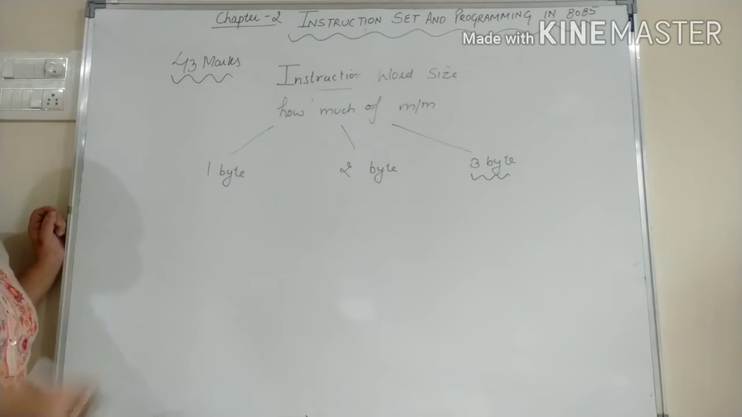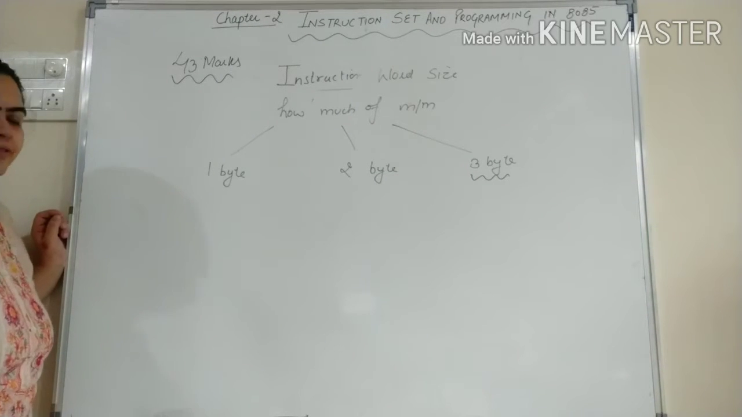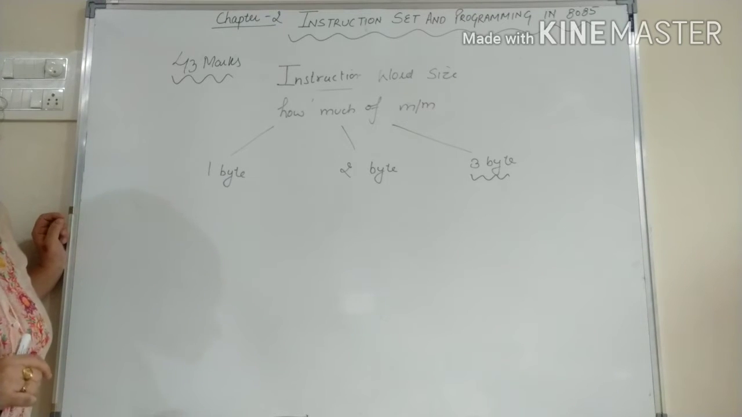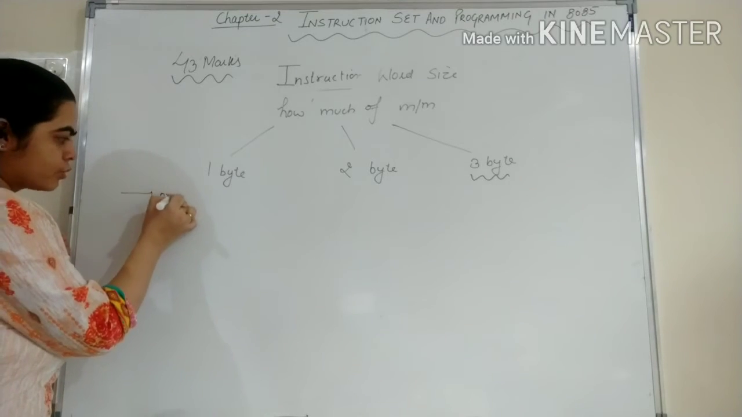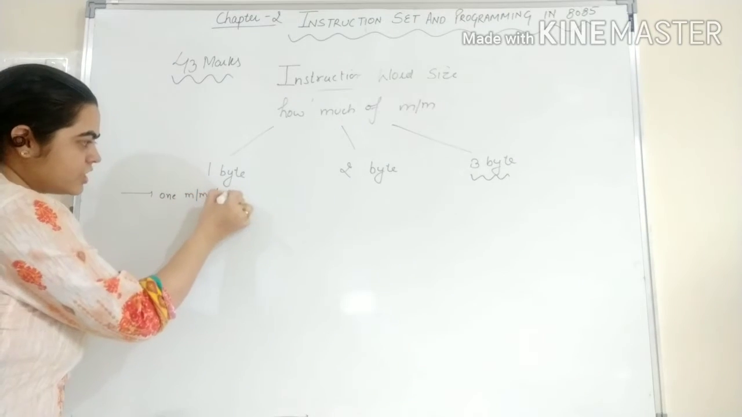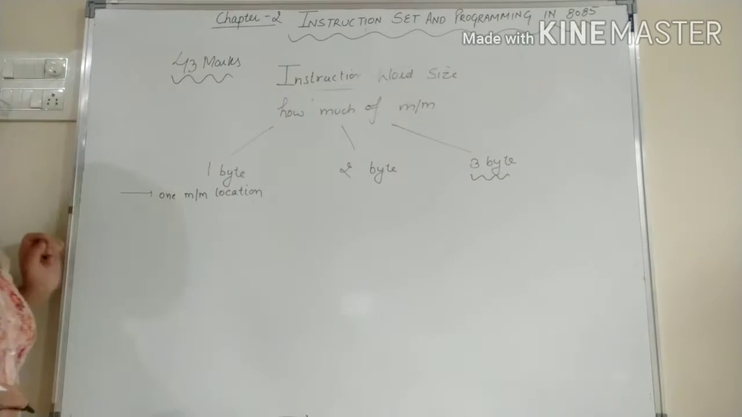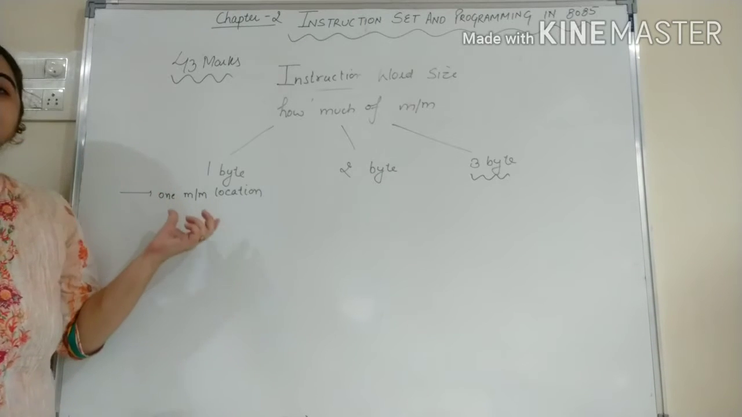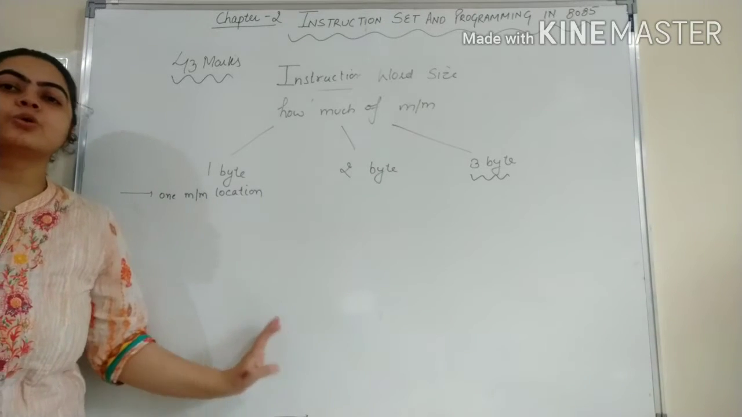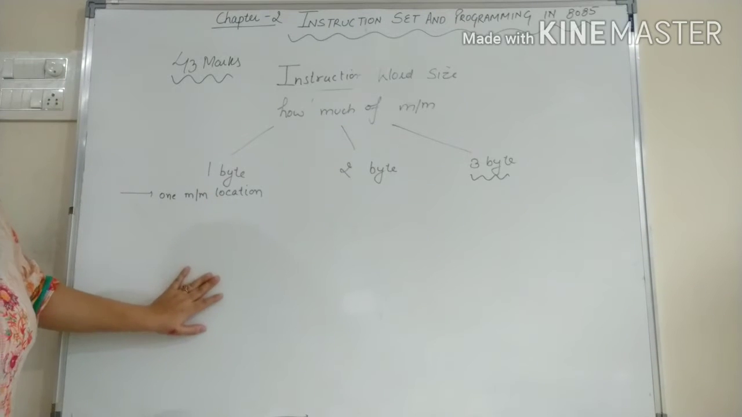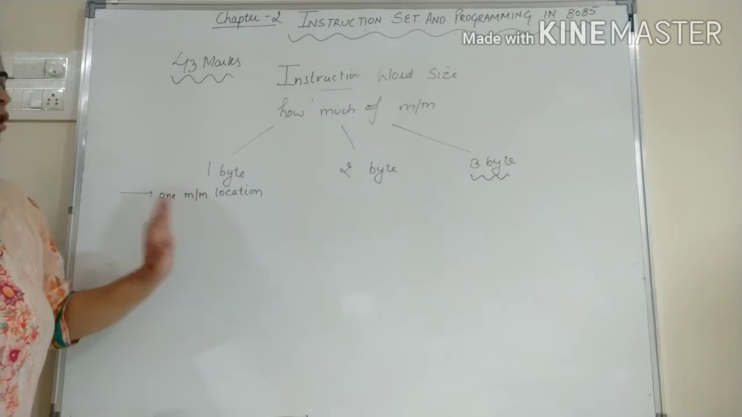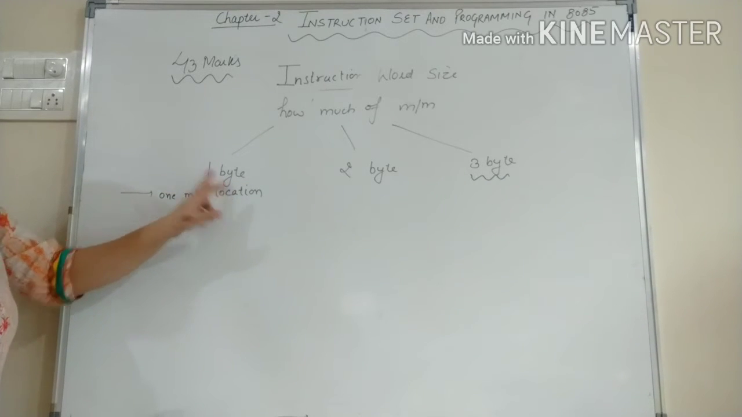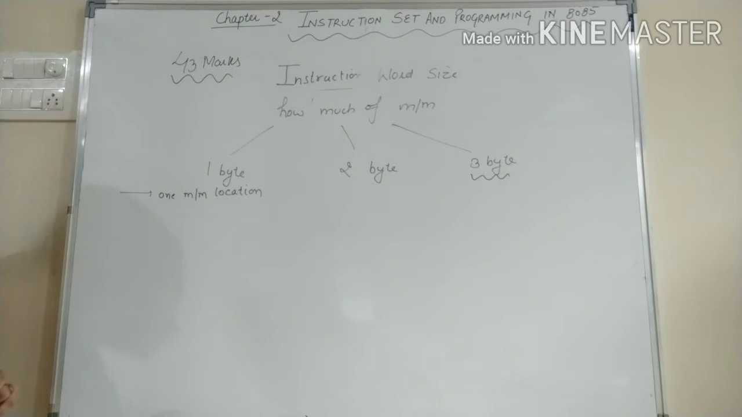Okay, so now we can study each and every type one by one. So first is the one-byte instruction. One-byte instruction means it requires one memory location. So if one memory location is used to store the instruction, then we call that instruction a one-byte instruction, because in 8085 in each memory location we can store only one byte of data, or we can say 8 bits of data. So if we want to store a 1-byte instruction, then one memory location will be required.